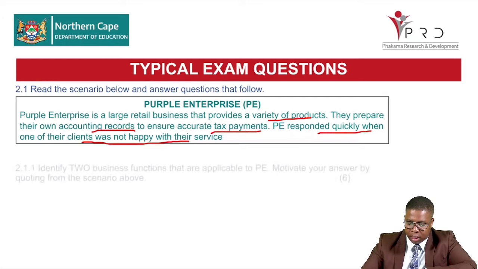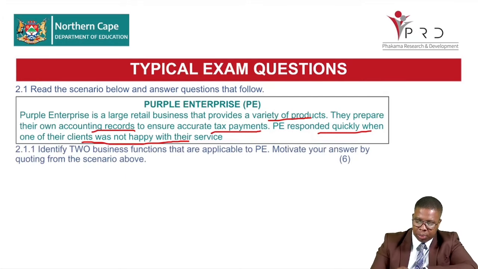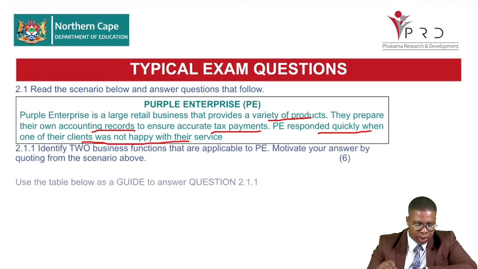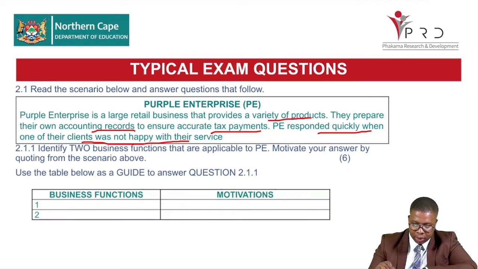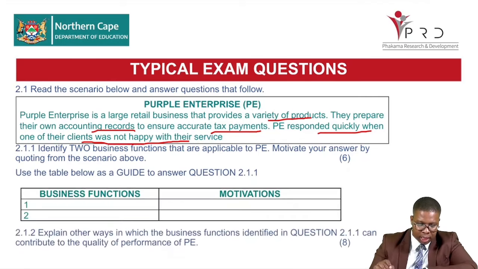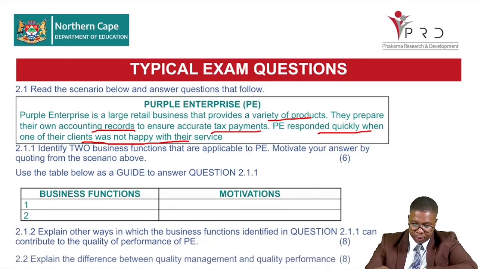Then as we proceed, we look into: identify the 2 business functions that are applicable to Purple Enterprise. Motivate your answer by quoting from the scenario. Then use the table below as a guide to answer 2.1.1. This is your table to guide you. You are expected to identify 2 business functions. And then 2.1.3, explain other ways in which the business functions identified in question 2.1.1 can contribute to the quality of performance of Purple Enterprise.